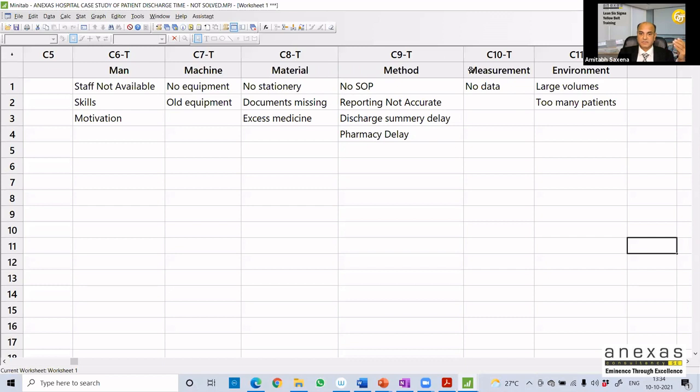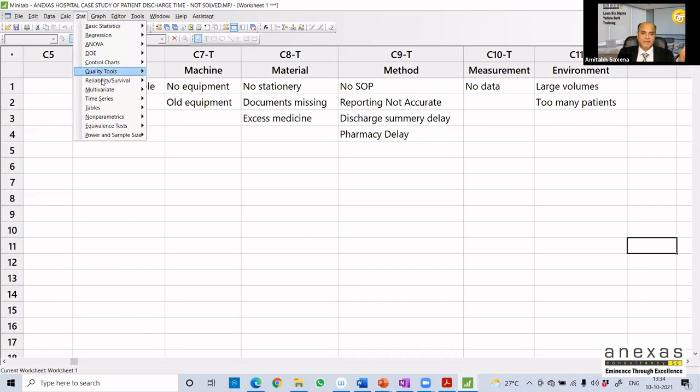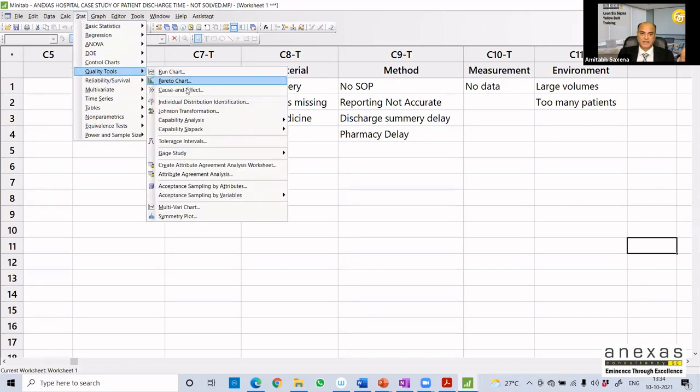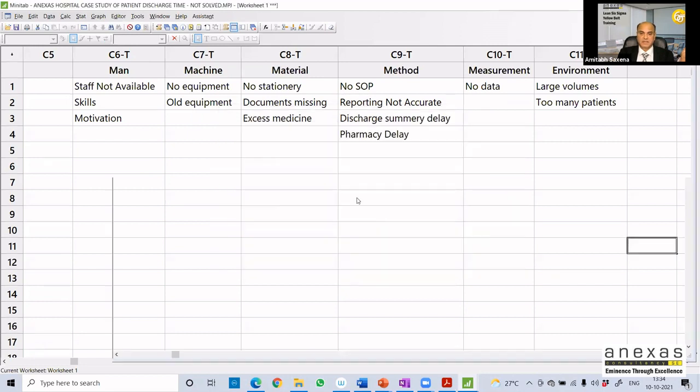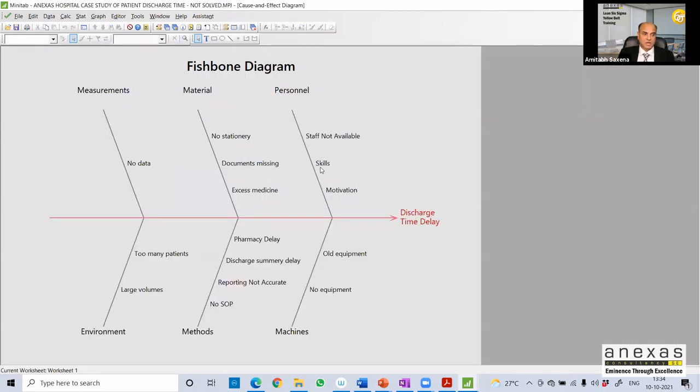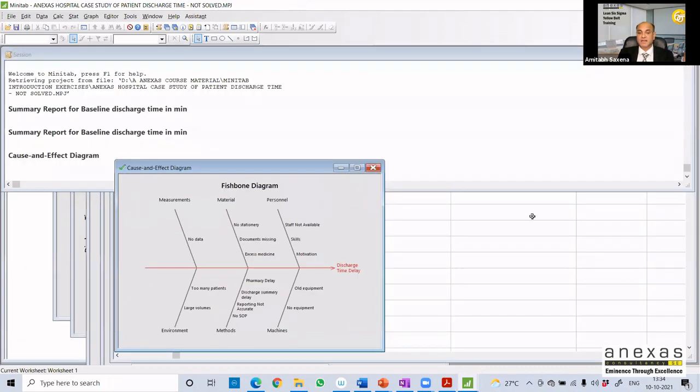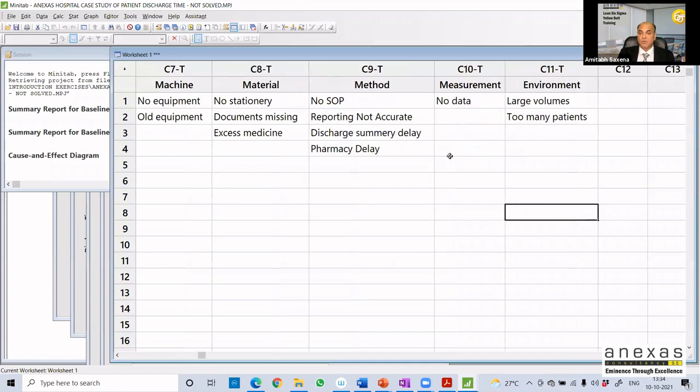They're talking about so many causes. I can quickly make a cause and effect diagram saying that, well, these are the possible causes which are responsible for my discharge time delay. But not every cause is equally important. Some of them are occurring more, some of them are occurring very few times. Let me count which is occurring more.